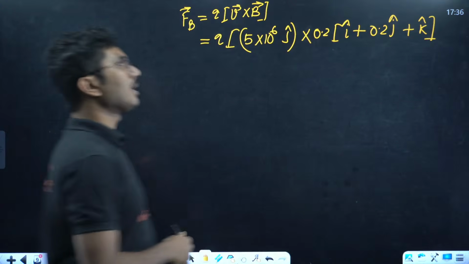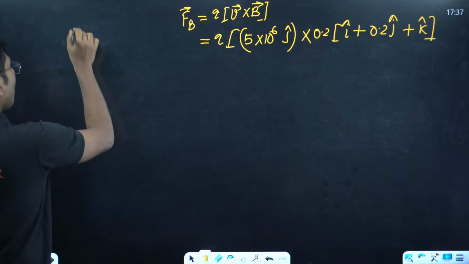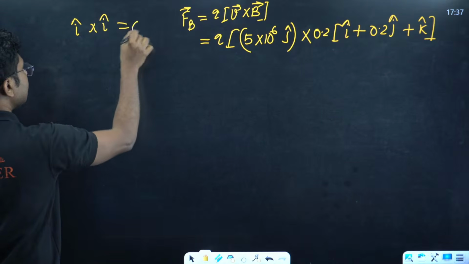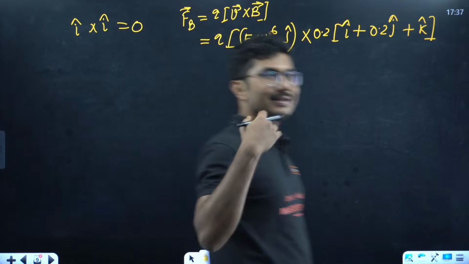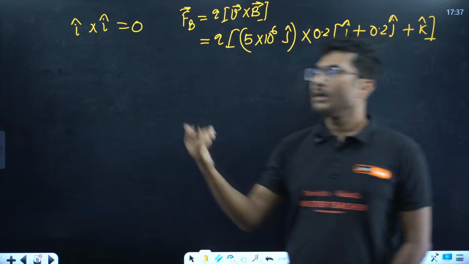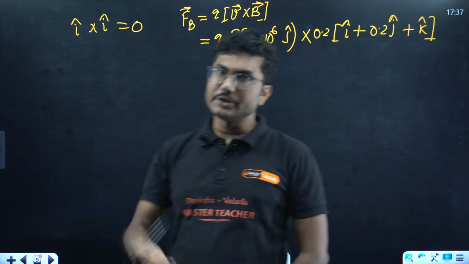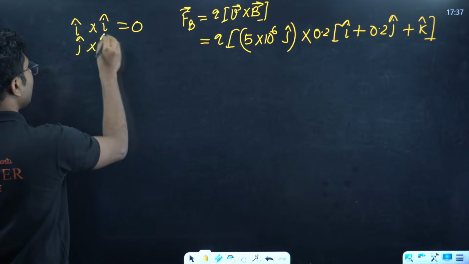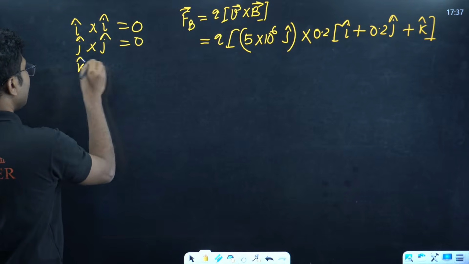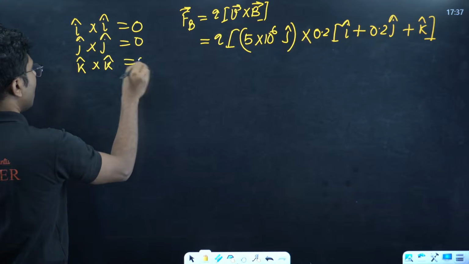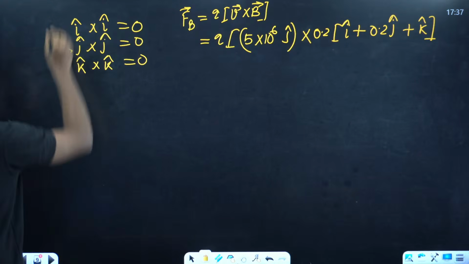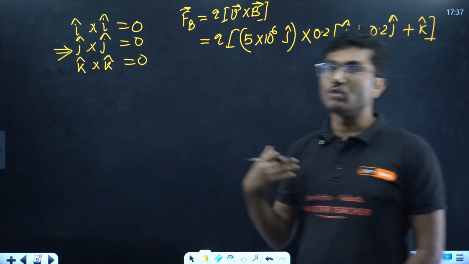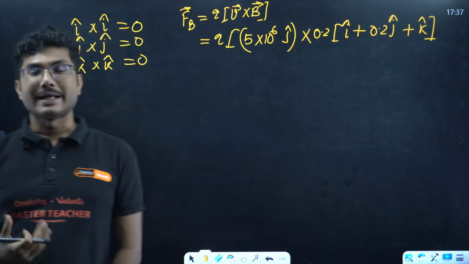Now you need to remember two things. First of all, when you are doing cross product between two same vectors, it is 0, because I cap and I cap are in the same direction, so they are parallel. That means their cross product will be 0. Similarly, J cap into J cap will be 0 and K cap into K cap will also be 0. Here only this one is required, but for your information you need to remember, when you are doing cross product between two equal unit vectors, that becomes 0.